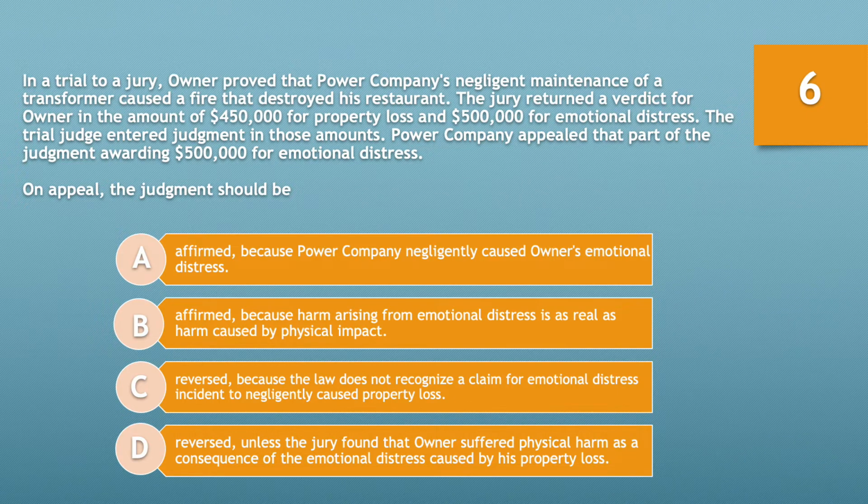A. Affirmed because power company negligently caused owner's emotional distress. B. Affirmed because harm arising from emotional distress is as real as harm caused by physical impact. C. Reversed because the law does not recognize a claim for emotional distress incident to negligently causing property loss. Or D. Reversed unless the jury found that owner suffered physical harm as a consequence of the emotional distress caused by his property loss. Take 10 seconds and choose the best answer.